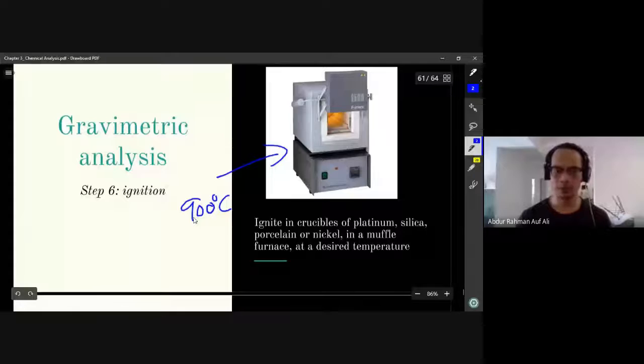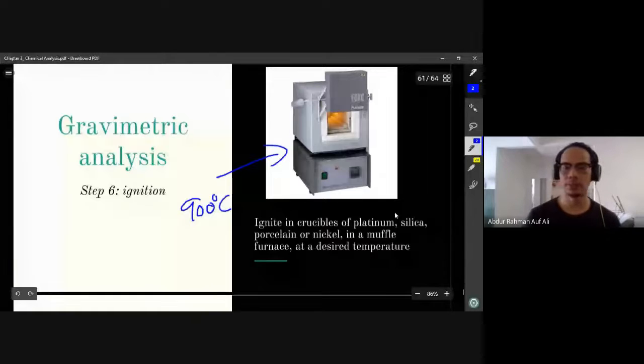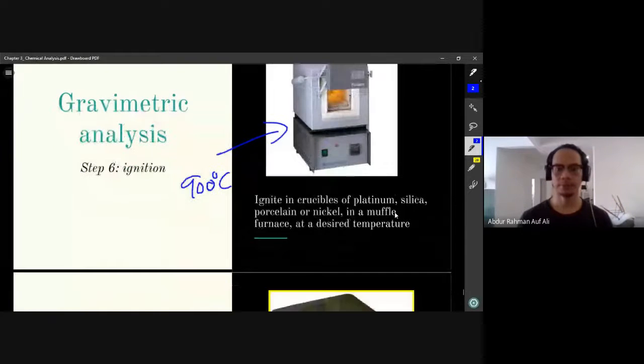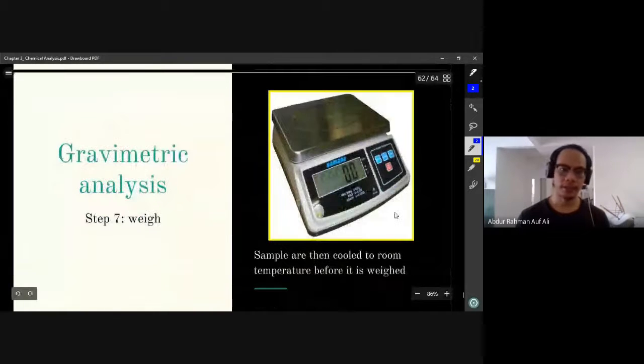To go up to this temperature because all those metals, minerals can only be ignited at very high temperature. Okay, so kita refer tu lah pharmacopoeia, what's the temperature yang kita perlu set. Certain substances ignite at different temperature, so kena refer to pharmacopoeia. And lastly, the last step is kita weigh, timbang.